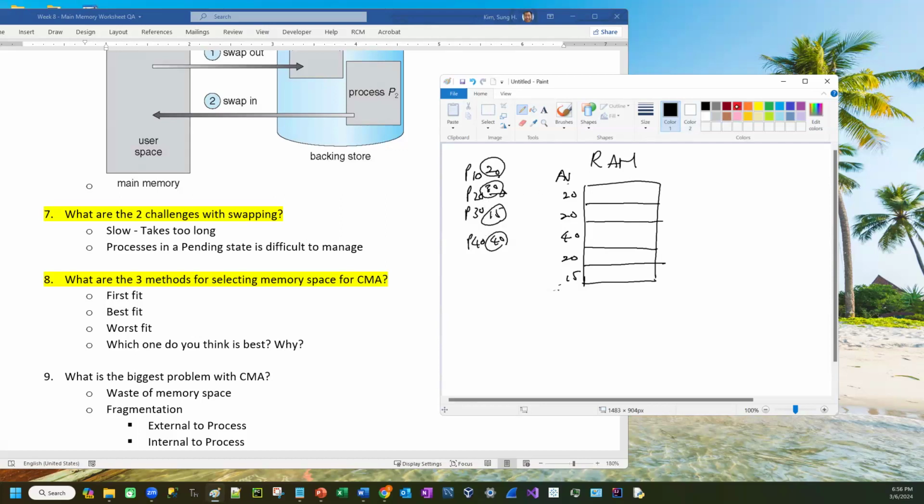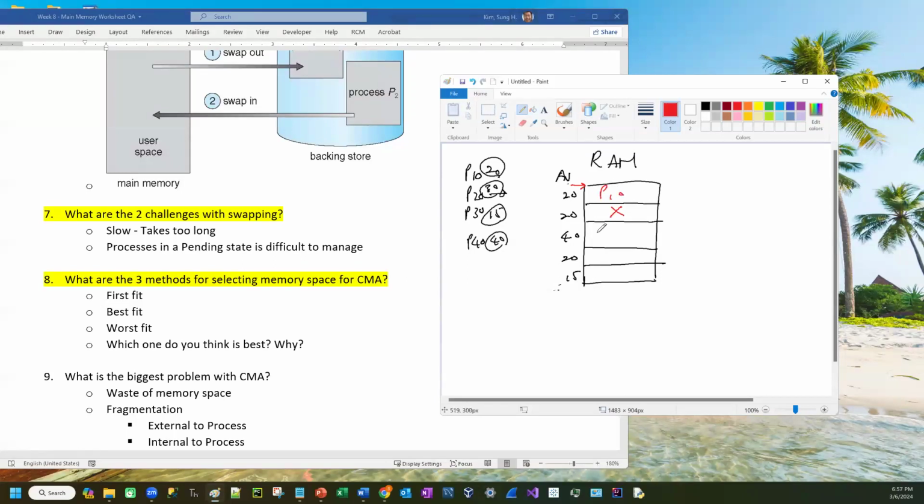So when P1 comes in, it's going to start searching from the very beginning. And then it looks at this. And let's say this is taken, okay? But the rest of them are available. So when P10 comes in, this is available, so I'm going to take it. So P10 comes in here.